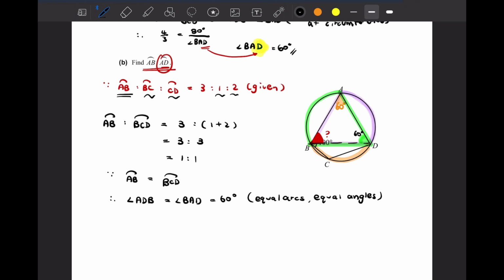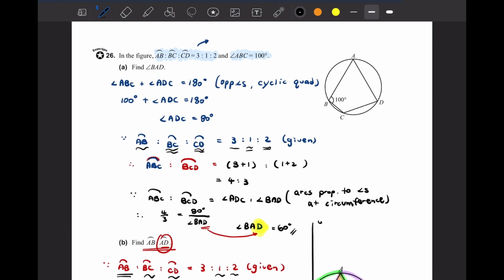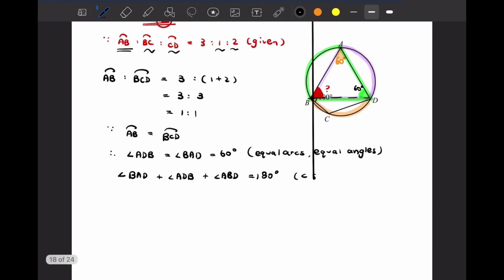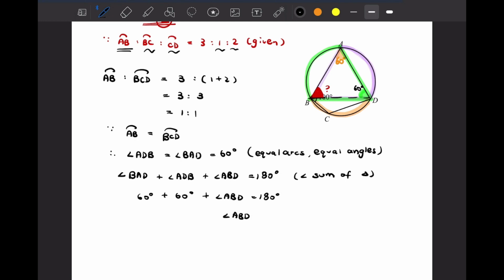Once you got that angle is 60, then what do you do? You got this as 60 as well. So you got 60, 60, and then the third angle, just find it by using your angle sum of triangle. So write out. They add up together 180 because your angle sum of triangle, 60 plus 60 plus angle ABD equals 180. So therefore, angle ABD is equals to 60.